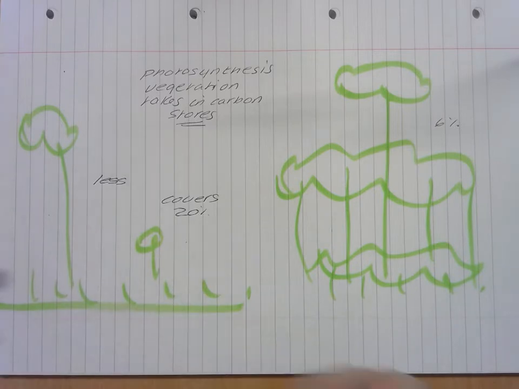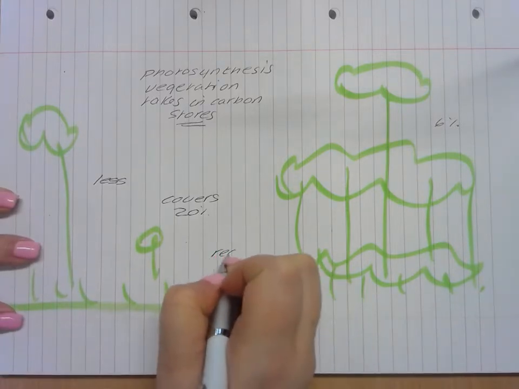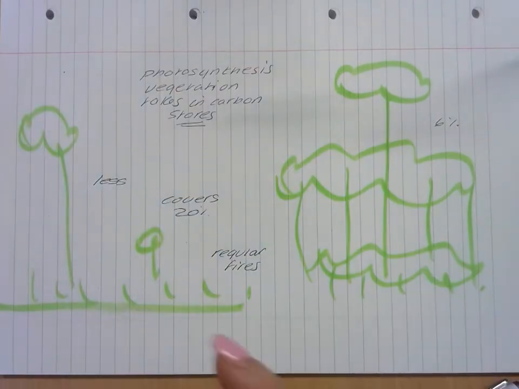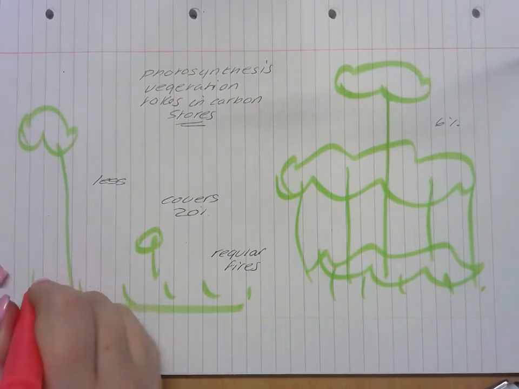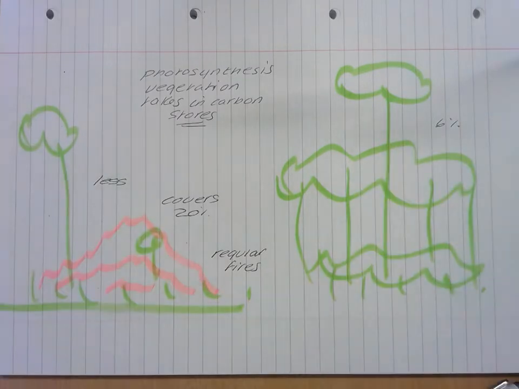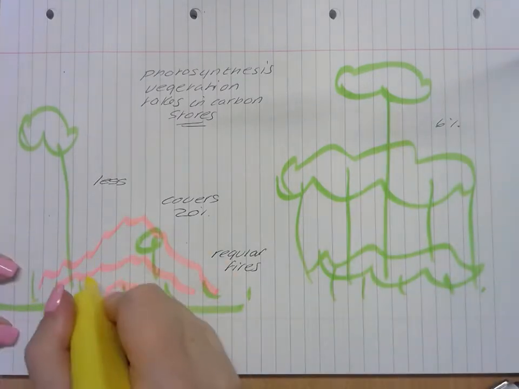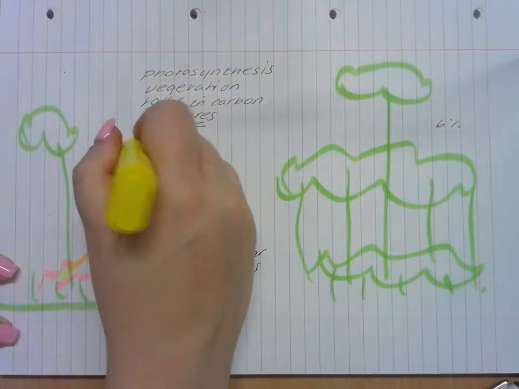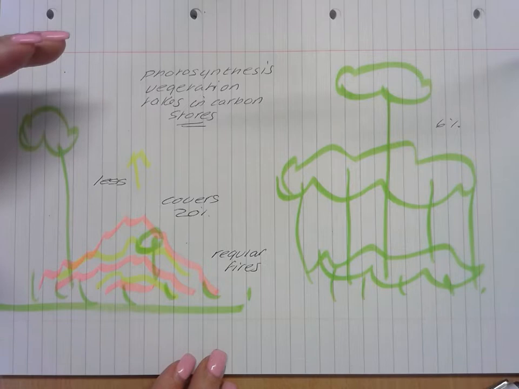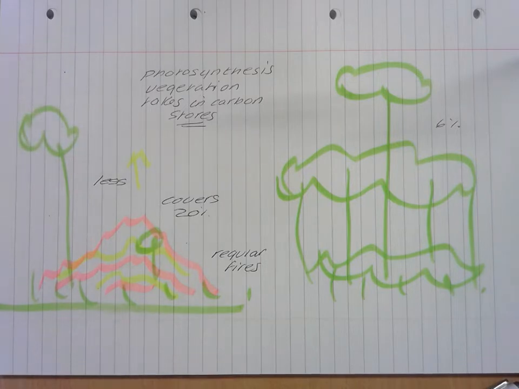Okay. Now also, we already mentioned the fires, but regular fires in the savannah mean that all the carbon that is stored in the trees is actually burnt. And obviously, when the trees are burnt, they release all of that carbon back out into the atmosphere. So the stored carbon is released back out into the atmosphere with the regular fires.